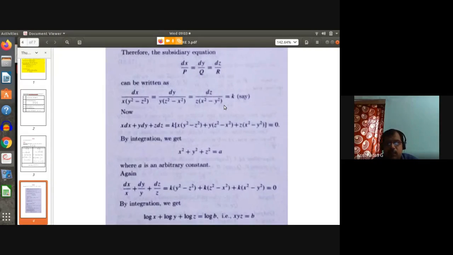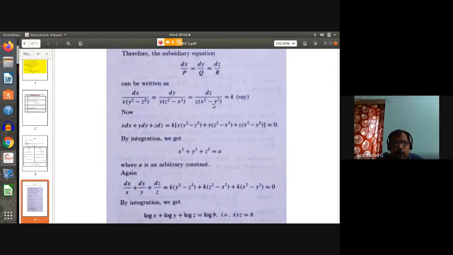What is the result? I simply add the numerators: dx by x plus dy by y plus dz by z. That is the numerator. What about the denominators? Sum of denominators: y square minus z square plus z square minus x square plus x square minus y square. That is 0, which indicates that dx by x plus dy by y plus dz by z is proportional to 0. That is k into 0, that is equal to 0. I think you understand the step.